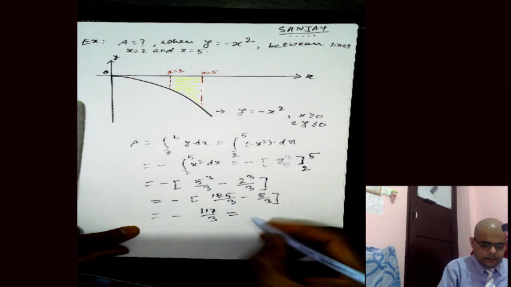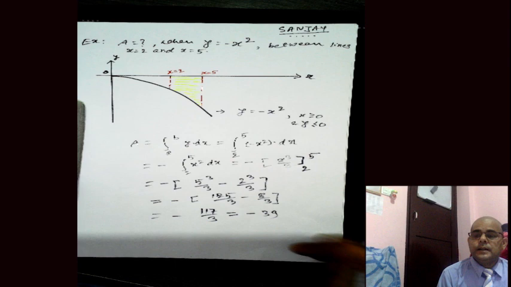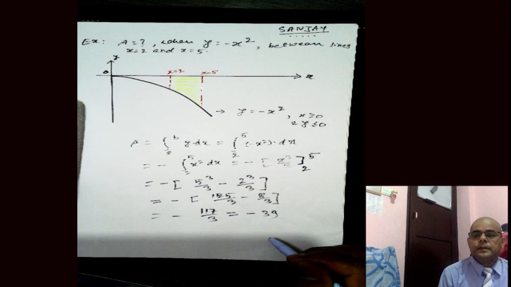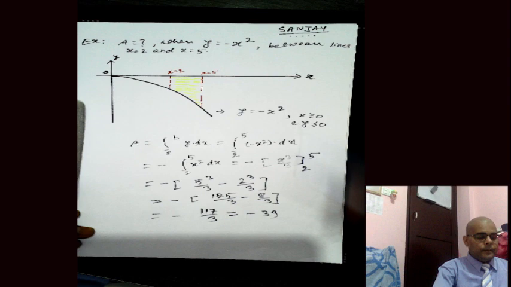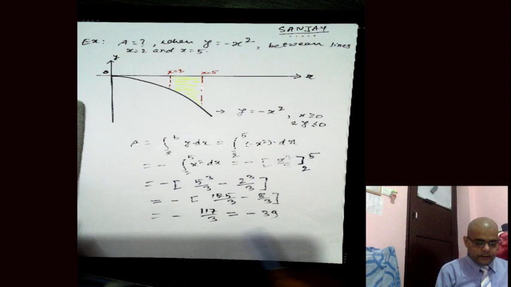But note that area cannot be negative. Area is always taken as positive mathematically. So when you get a value of area that lies below the x-axis, you have to take the absolute value of the area that you obtain through the integration method.